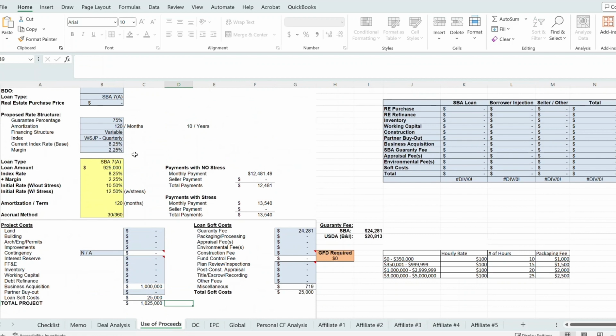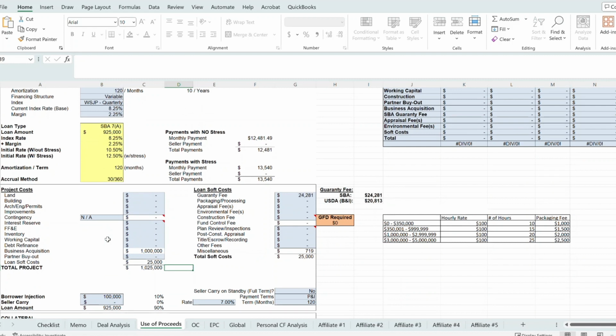Our assumptions are that right now our prime index, or our current base prime rate, is 8.25, and there's a margin of 2.25. Could the rate be lower? Absolutely. I've seen SBA lenders doing 8.99 fixed, not variable. An SBA loan without any real estate would always be a 10-year amortization.